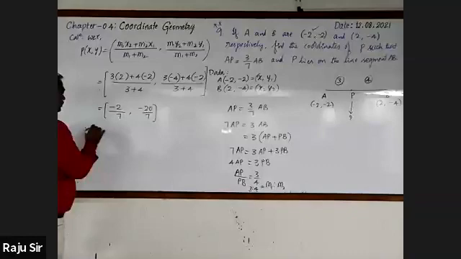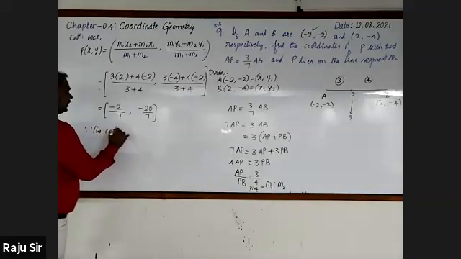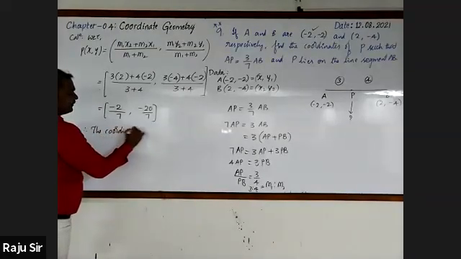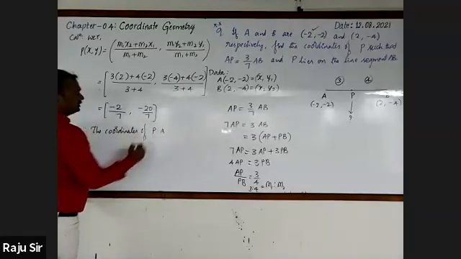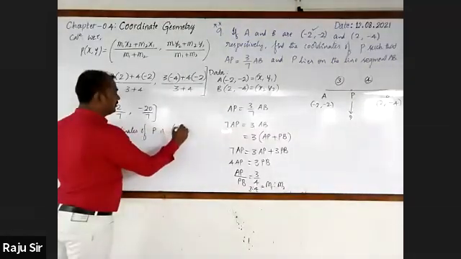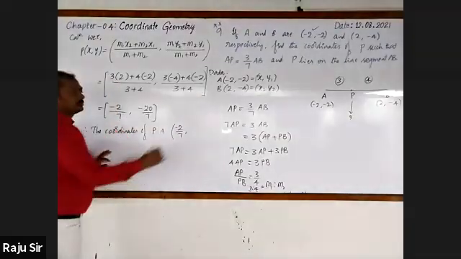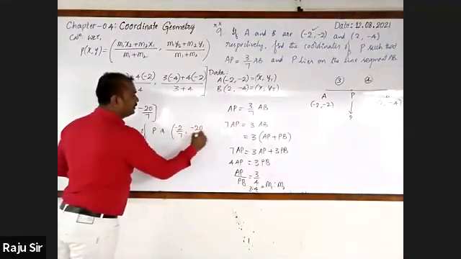Conclusion. Therefore, the coordinates of P is -2/7, comma, -20/7.